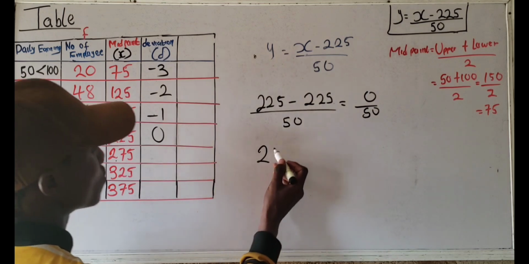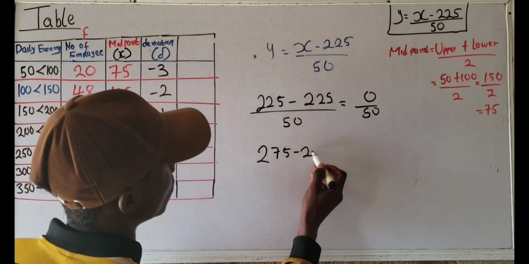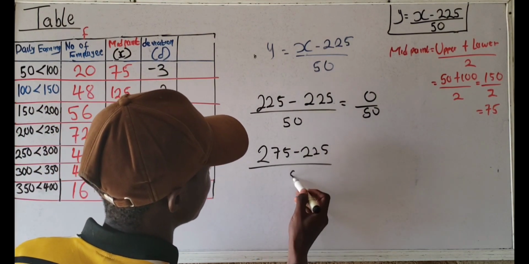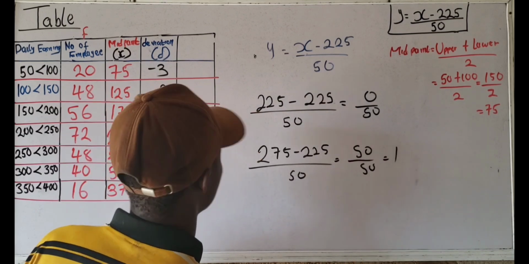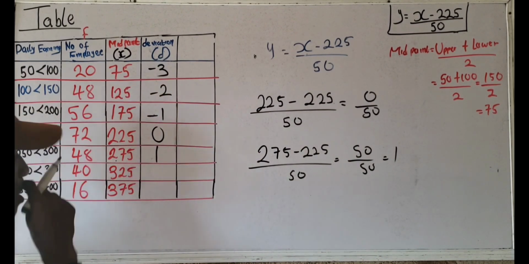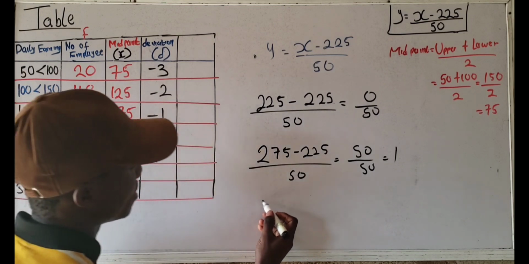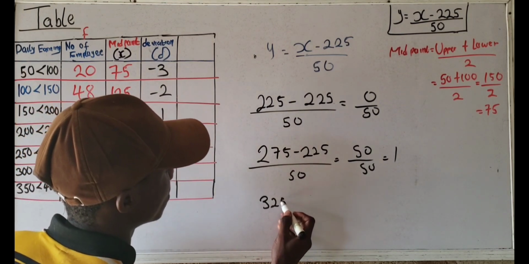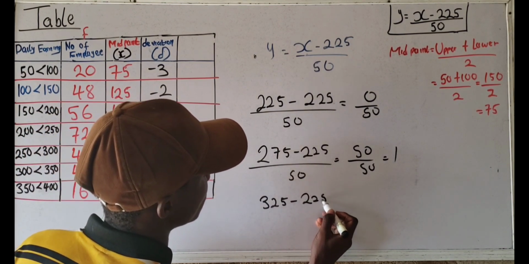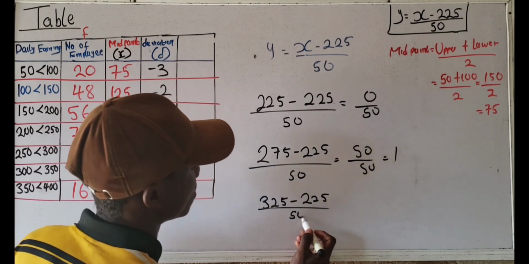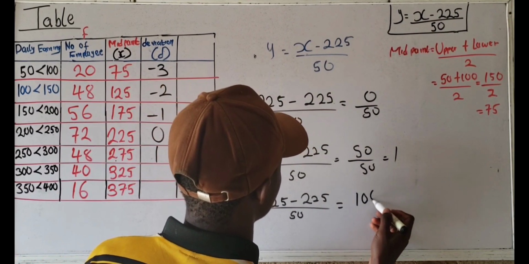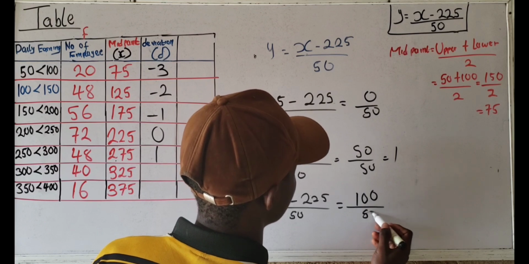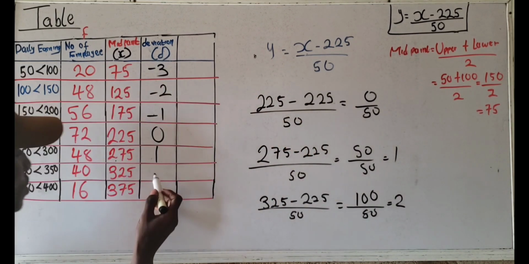So I'm going to have 275 minus 225 all over 50. That is 50 over 50, which is equal to 1. So this will be 1. Now, for these cells, I'm going to have 325 minus 225 all over 50. That will give me 100. Okay, 100 all over 50, that is 2. Okay, this will be 2.